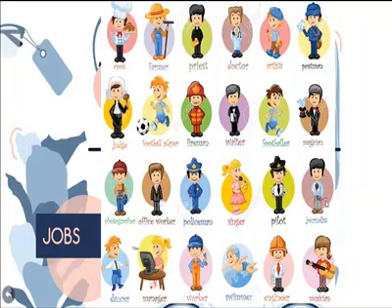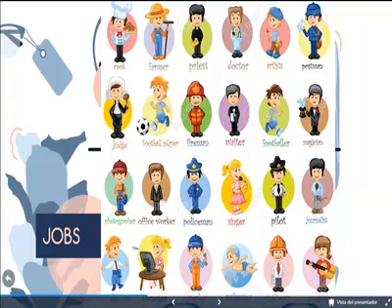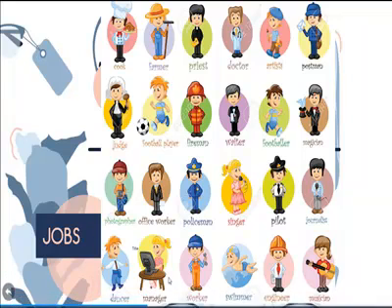Pilot, journalist, a dancer, that comes from the verb dance. A manager, that comes from the verb manage. Worker is the one that works with different kind of tools. Swimmer, that comes from the verb swim. An engineer, and finally a musician.